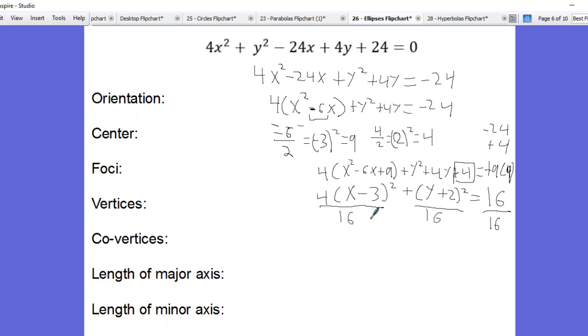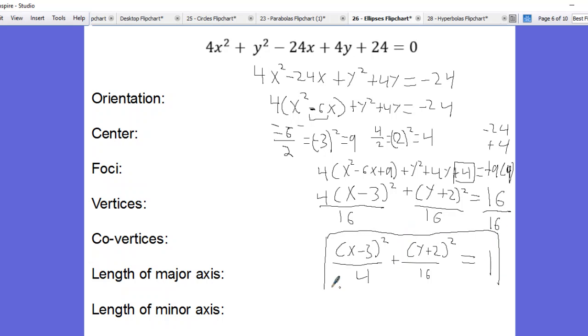Four sixteenths simplifies to 1/4, because 16 divided by 4 is 4, and 4 divided by 4 is 1. So I can get x minus 3 squared over 4 plus y plus 2 squared over 16 is equal to 1. And I finally have simplified the standard form of my ellipse. And from this equation, I can now better find key features about the ellipse.